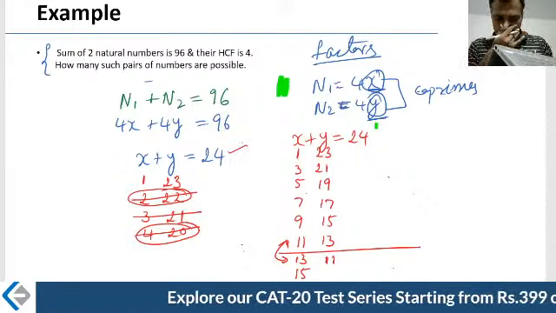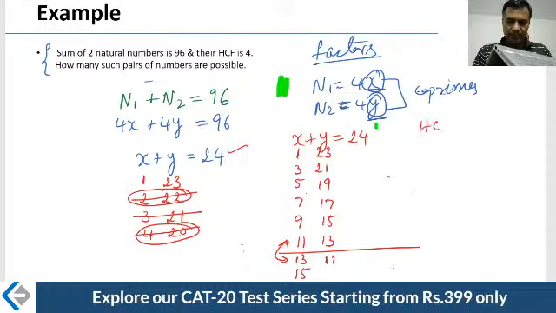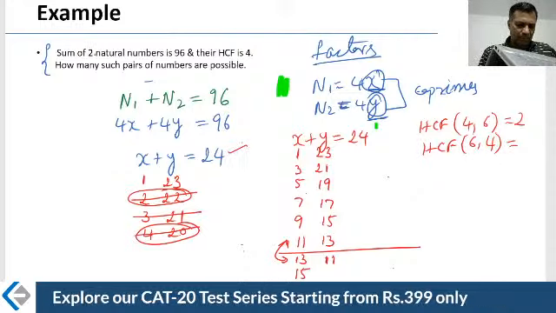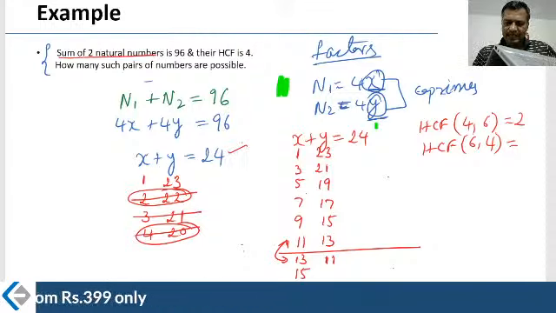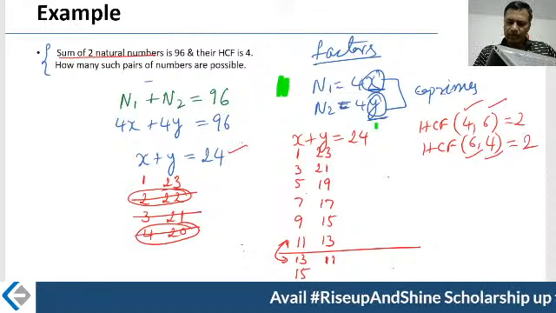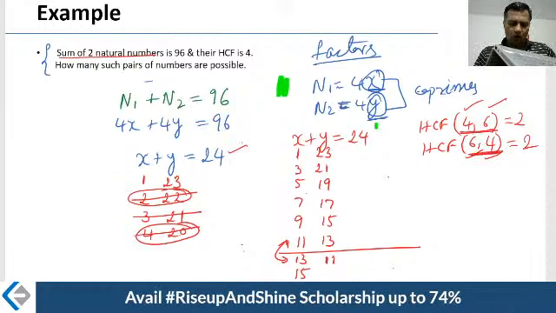Why? Because when I ask the HCF of, say, just giving an example, HCF of 4, 6 is 2, that is nothing but saying HCF of 6, 4 is 2. Why are you changing the order? He just said a pair of numbers, the sum of two natural numbers. He didn't say 4 first or 6 first. Therefore, the order does not matter. This n1 and n2 is from a mathematical perspective. It is not about the order.